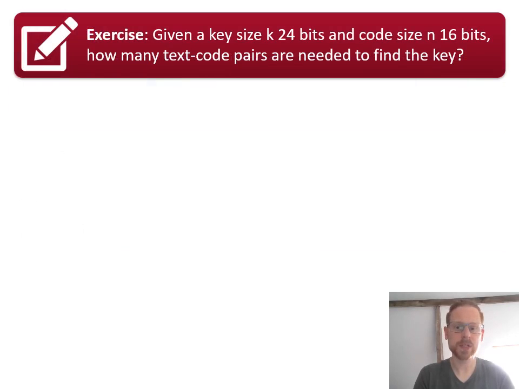To get a better understanding of this concept, I have an exercise that you can try on your own at home. So given a key size k of 24 bits and a code size n of 16 bits, how many text code pairs are needed to unambiguously determine the key? Good luck solving the exercise. In the next video, I will talk about some specific implementations of message authentication codes.